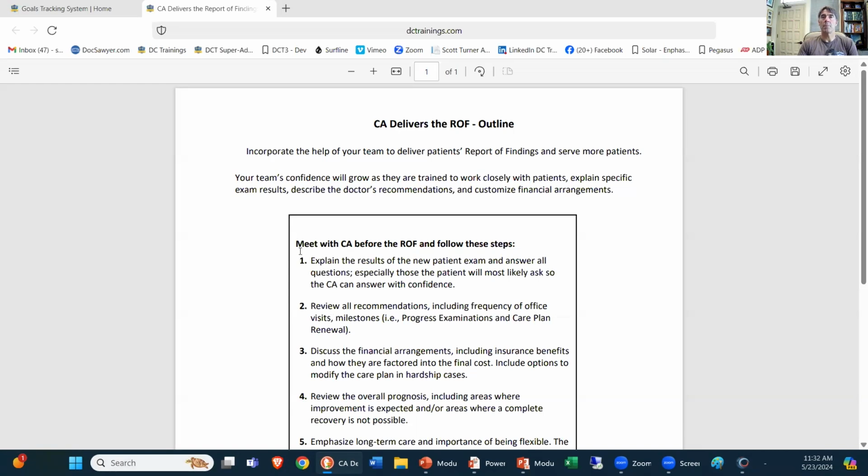So we're going to meet with the CA before the ROF to follow these steps. Explain the results of the new patient exam and answer all questions, especially those the patient will most likely ask, so that the CA can answer with confidence.